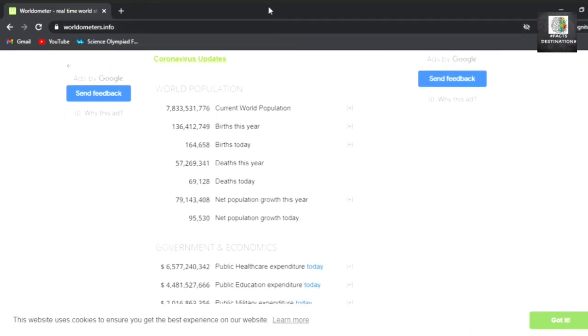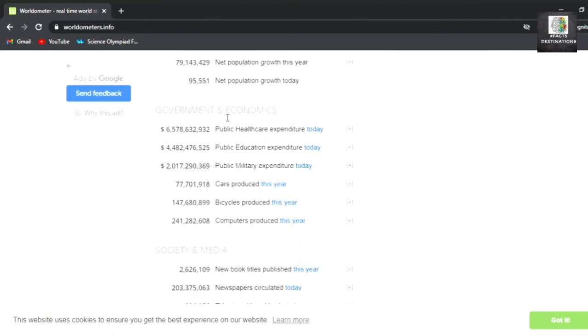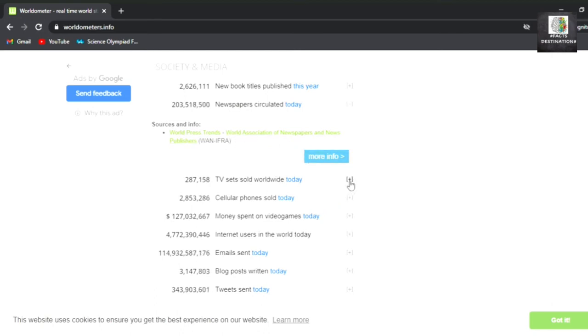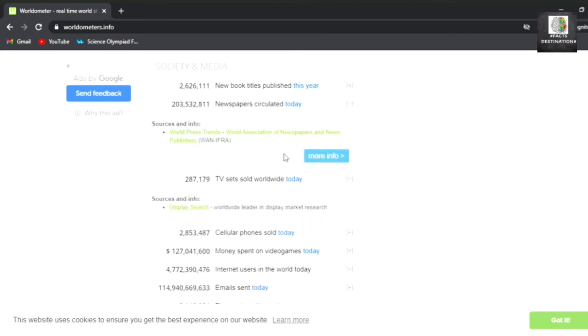Below it we can see the government and economics, the expenditure on various fields like public healthcare, public education, military, the number of computers produced, the cars produced, the bicycles produced, etc. And here we can see the characteristics and the statistics of newspapers circulated today, the Google searches today, the emails sent today, and many more. You can also see the source of this information by clicking on the plus button, as you can see in this video I am showing you.